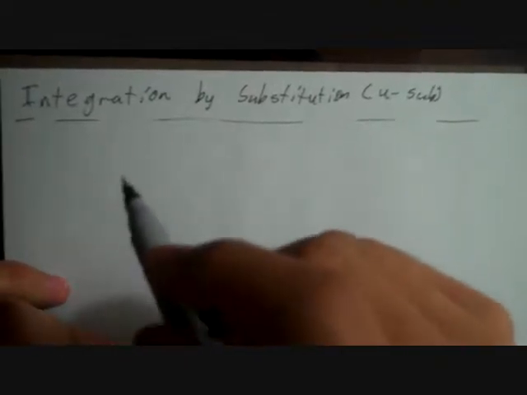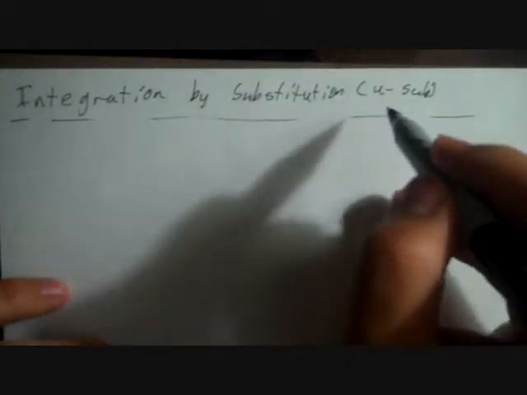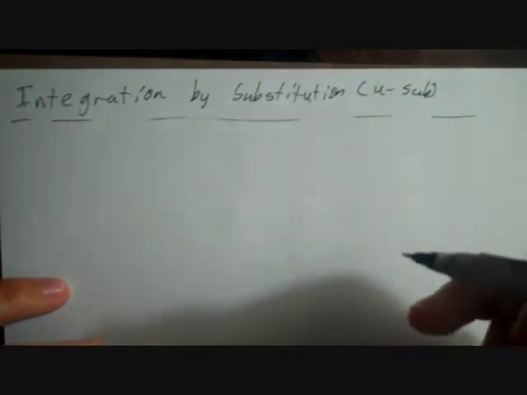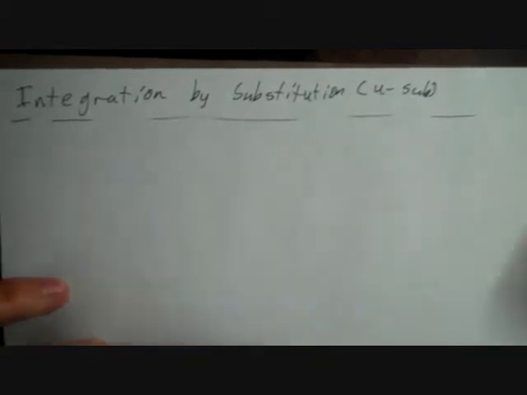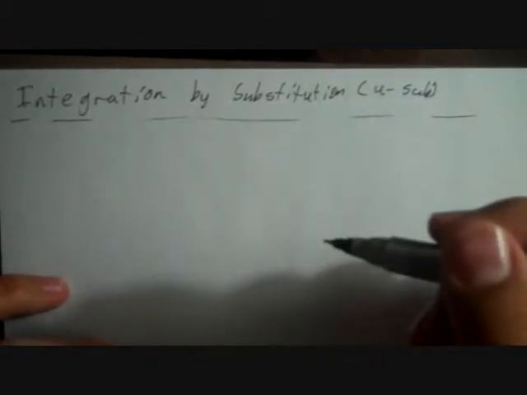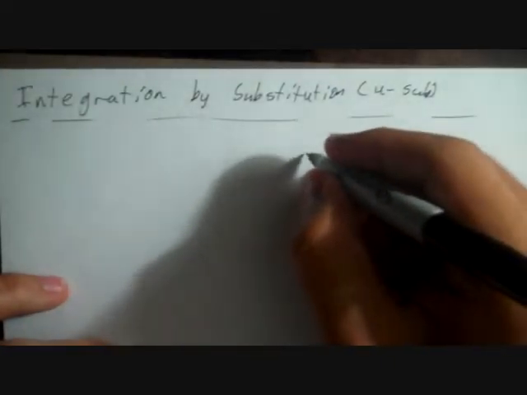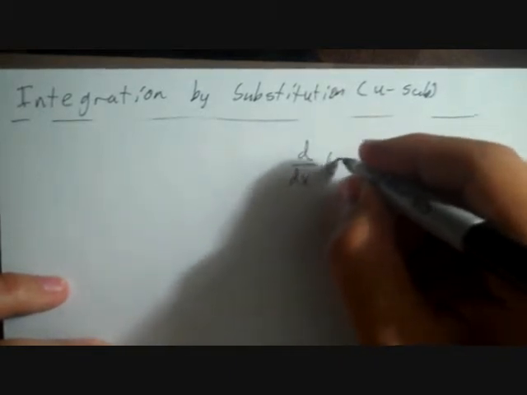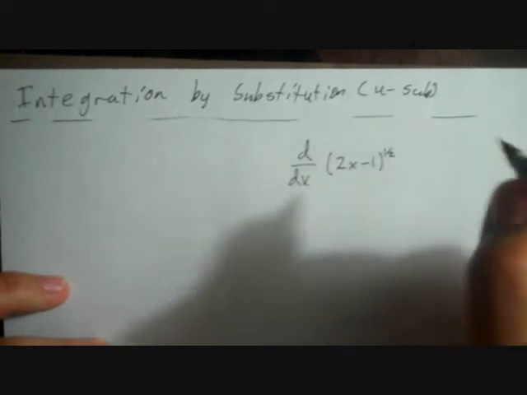Alright, so I'm going to teach you the integration technique known as integration by substitution, also known as U-substitution. We created this technique, or more like discovered it really in the math, to make up for the absence of a chain rule in integration. So if we wanted to, say, differentiate some function, call it (2x minus 1) to the 1/2, well, that'd be easy.